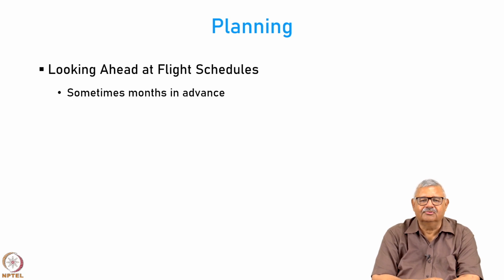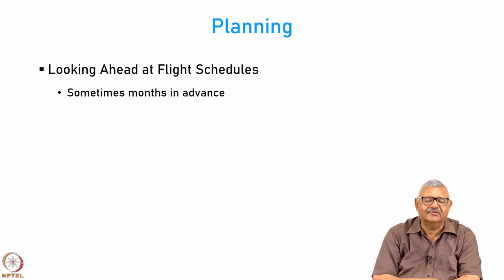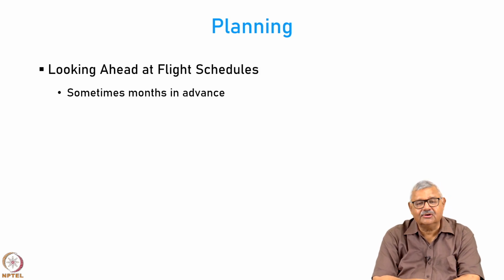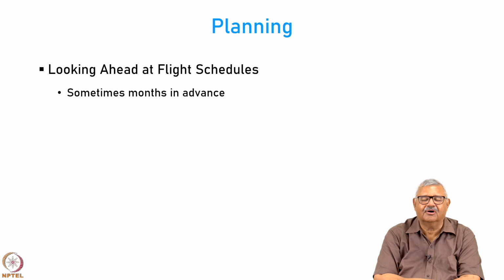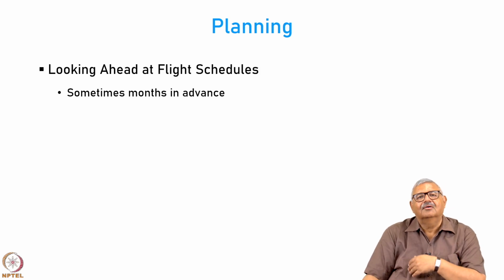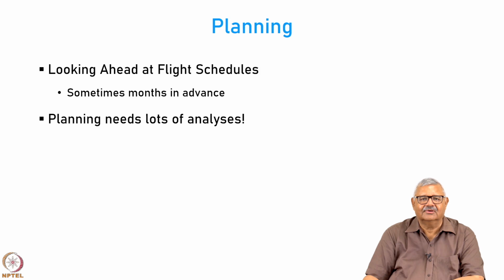So what is planning as far as crew scheduling is concerned? Planning means looking ahead at flight schedules, and looking ahead could not be just one day or 2 days, it could be months in advance, okay? Because most airlines actually bring out their schedule twice a year. There is a winter schedule and there is a summer schedule. So you need to plan for your schedule much in advance, okay?